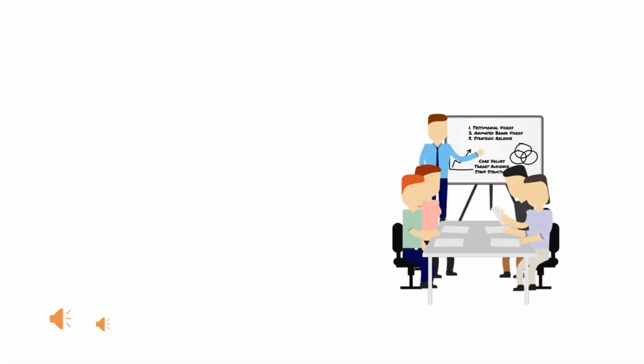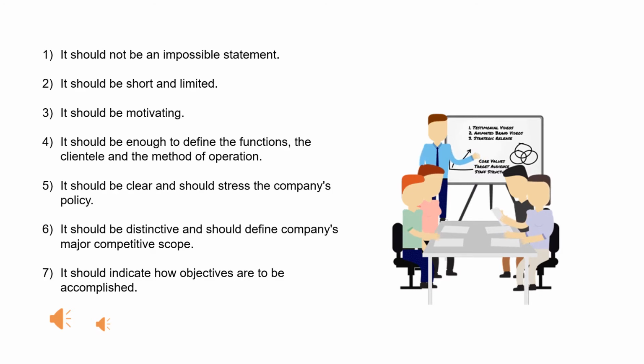The mission statement should possess the following seven characteristics. First, it should not be an impossible statement. Second, it should be short and limited. Third, it should be motivating. Fourth, it should be enough to define the function, the clientele, and the method of operation. Fifth, it should be clear and should stress the company's policy. Sixth, it should be distinctive and should define the company's major competitive scope. Seventh, it should indicate how objectives are to be accomplished.